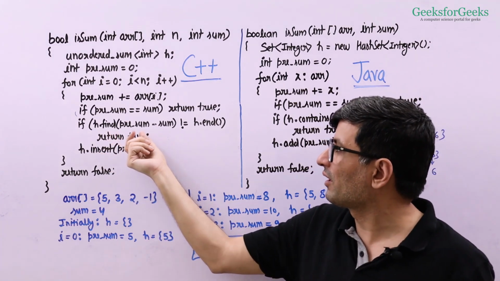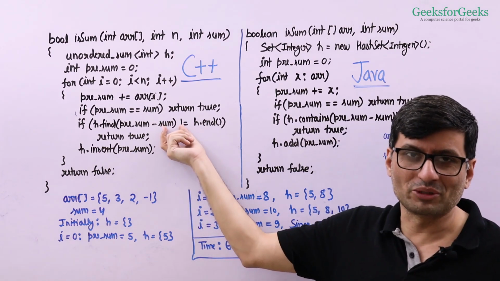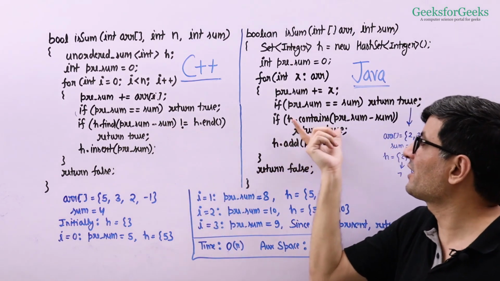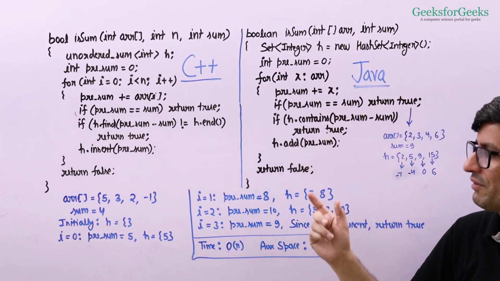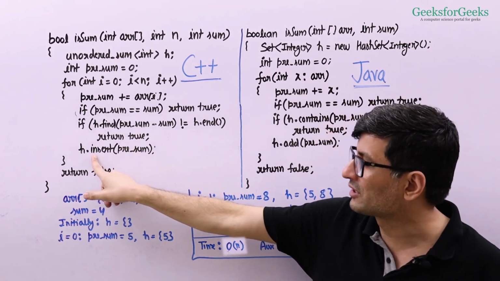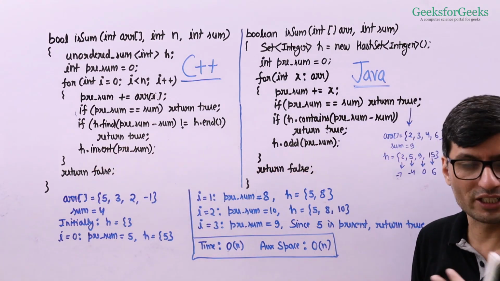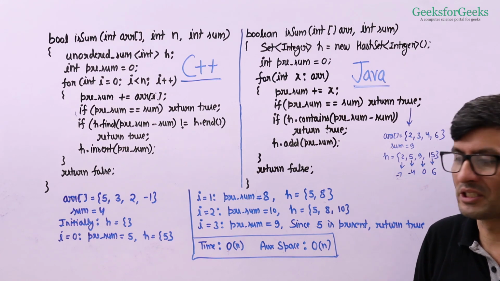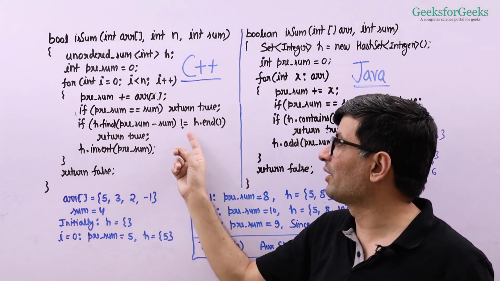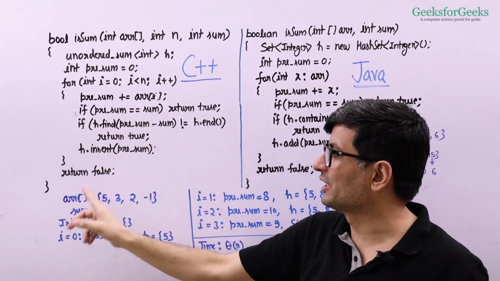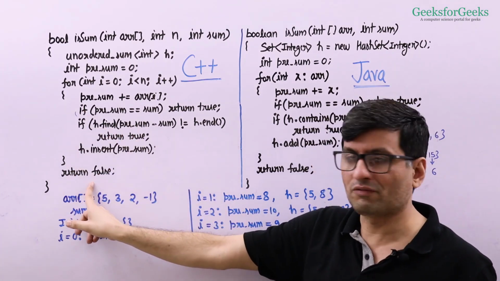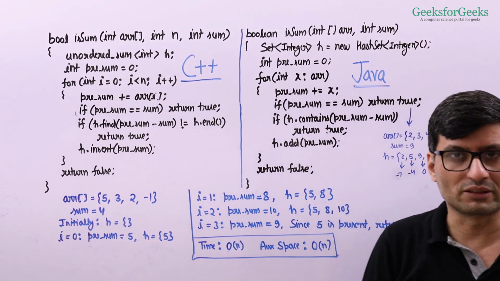We look for presum minus sum in the hash table. If we find it, right, in Java we use the contains function, we return true. Otherwise, we add the current presum into the hash table. And if we never went into this condition or this condition, we come out of the loop and we return false. It means there was no subarray with the given sum.